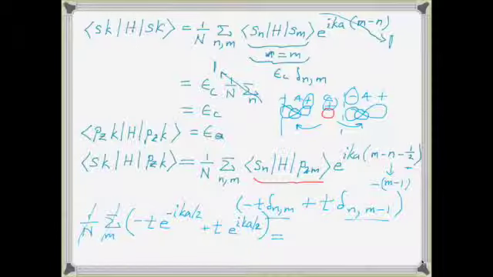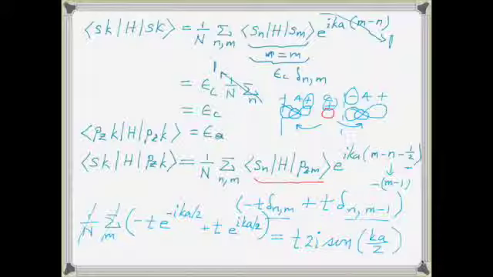That looks to me like I can factor out a t, times 2i sine of ka over 2. Looks like that is what that is to me. Everyone see that?